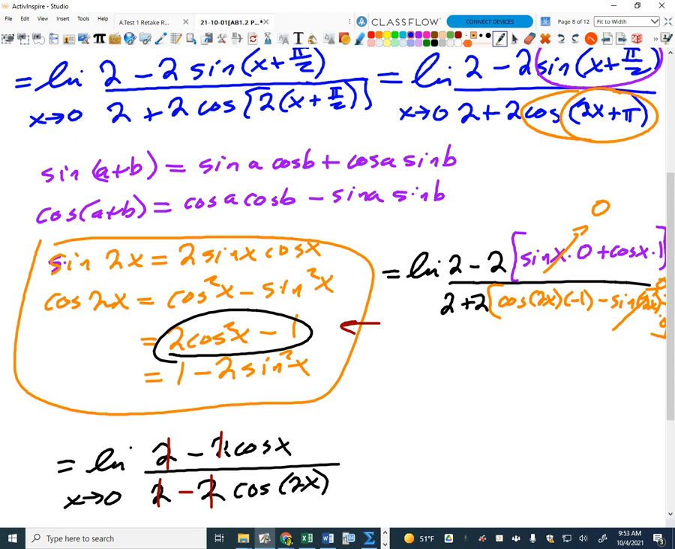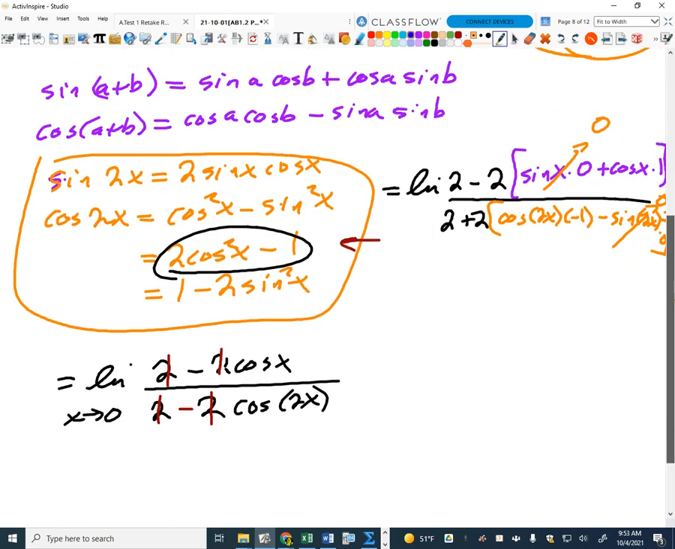So in both cases, something good happens. One of the two terms is going to 0, okay? And we're left with this. We're left with 2 minus 2 cosine x divided by 2, and this is where there was a mistake that Lucy caught.